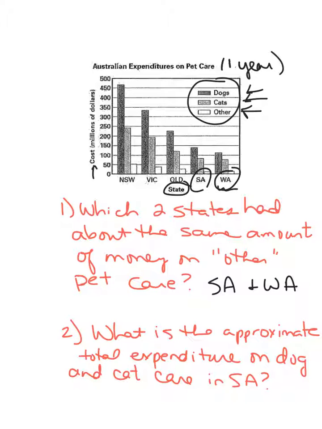And number 2 says, what is the approximate total expenditures on dog and cat care in the state of SA? So it looks like our dog is right here, and that looks about 140. When we're looking at our cat, we could say that looks about 80. Again, we're approximating. So when I add those together, I get 220. And that is $220 million because we have to pay attention to what our information states on the bar graph.